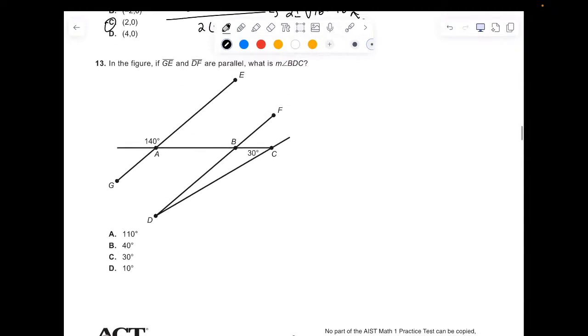In the figure, GE and DF are parallel. What is the measure of angle BDC? The measurement of angle BDC. So this angle right here.